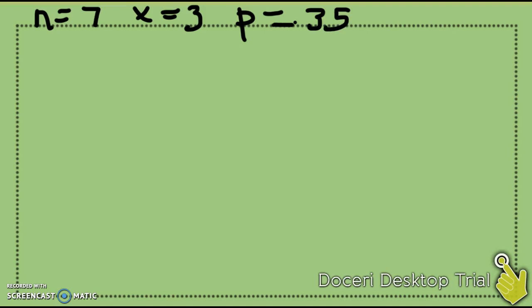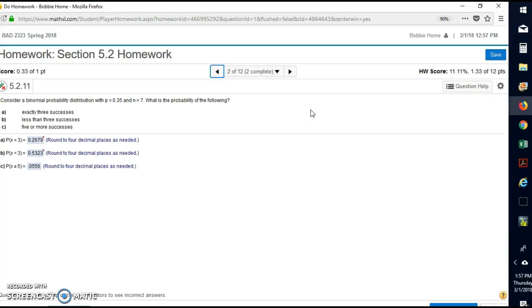Okay, so if the probability of success is 0.35, let's say that Q is always 1 minus that. So your P's and Q's have to add up to 1. So that's 0.65.